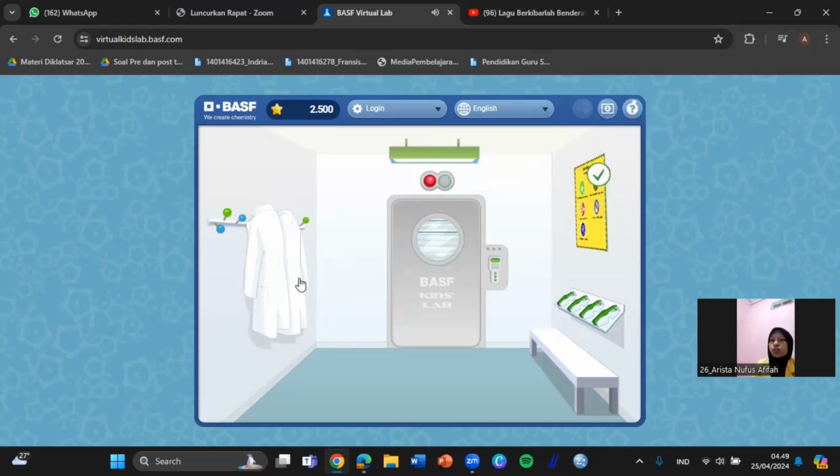Now we need to select the laboratory clothes and safety.